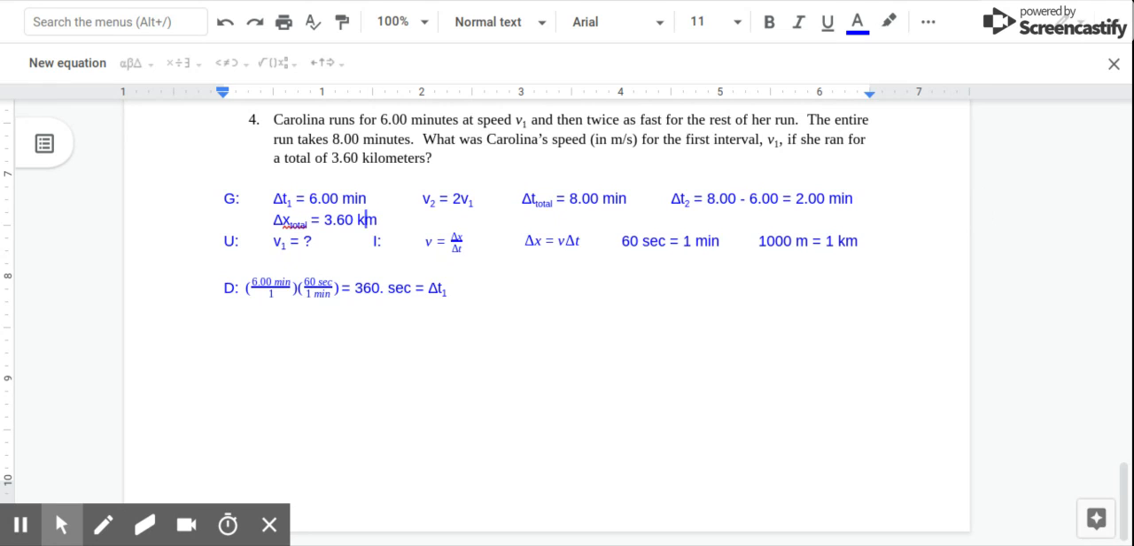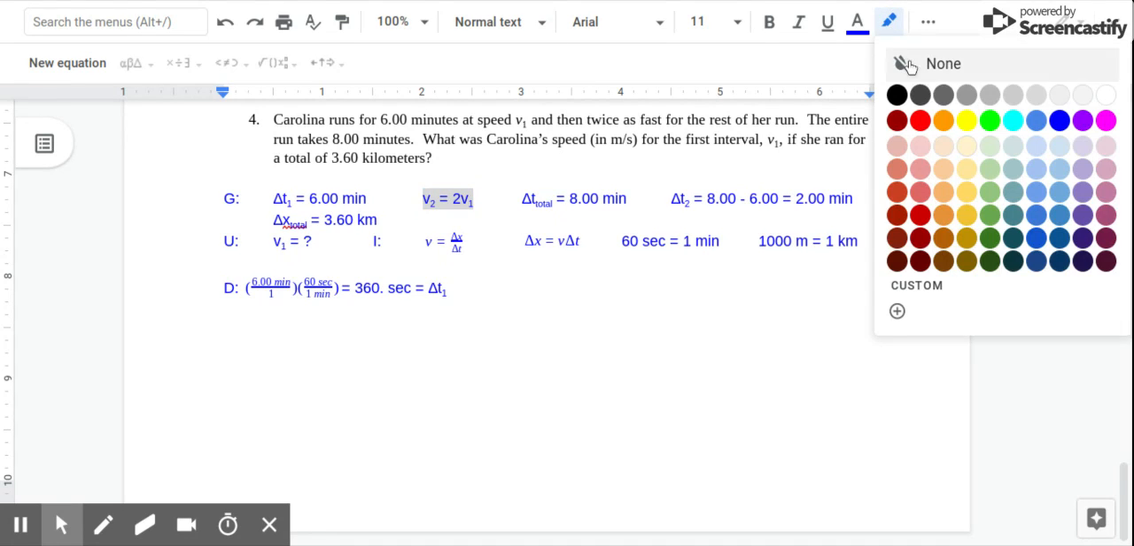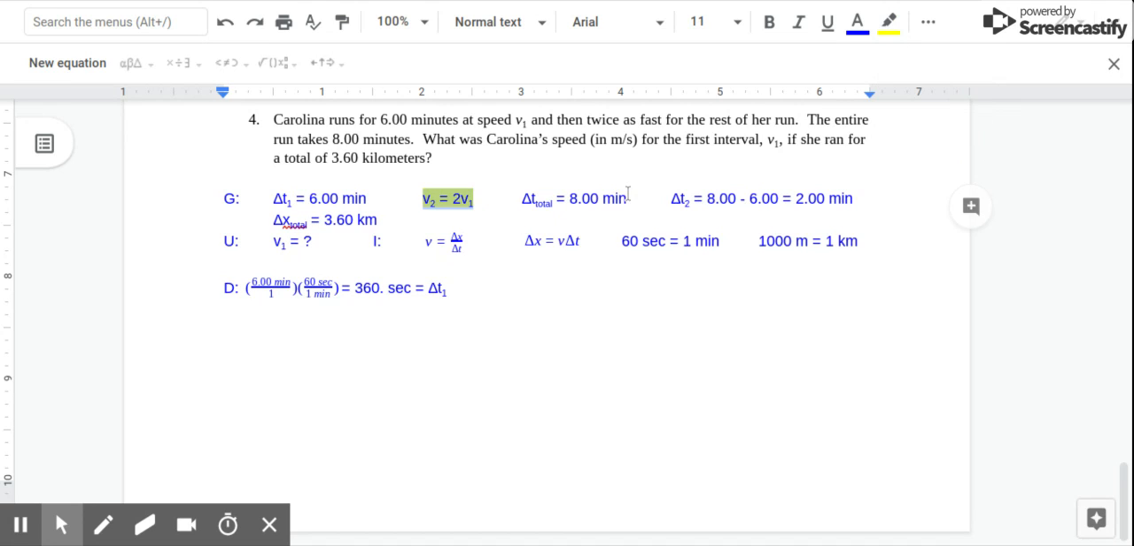That's really important. If you didn't put that in your guide, then you're missing this. This right here is like super duper key to this problem. We're going to highlight it so much. The entire run takes 8.00 minutes. So change in T total is 8.00 minutes. And from there, I figured out change in T2 was the total time minus the time at the first segment. So that was 2.00 minutes.